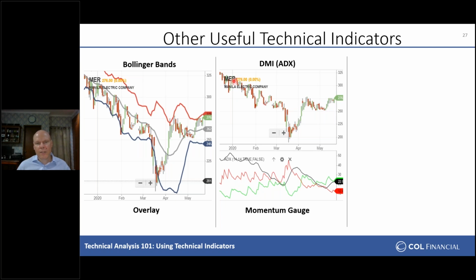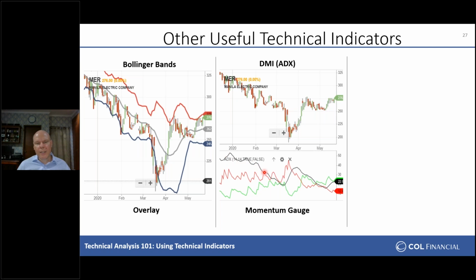Again, we're looking at the same stock, which is Meralco. A downtrend is coming in. That's the reason that the red line is above the green line. When the trend changes and it seems to be going up, look what happens. The green line crosses over the red line and tends to stay over the red line. That's how you know. It shows you a positive trend or a negative trend. If the green line is above the red, you're in a positive trend. If the red line is above the green, you have a negative trend.